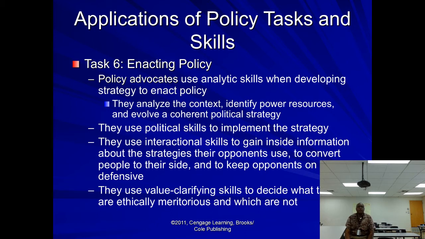Notice the skills that they use. They interact these skills. They use analytic skills, political skills, and value clarifying skills.